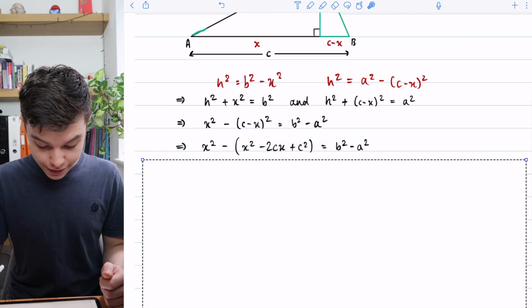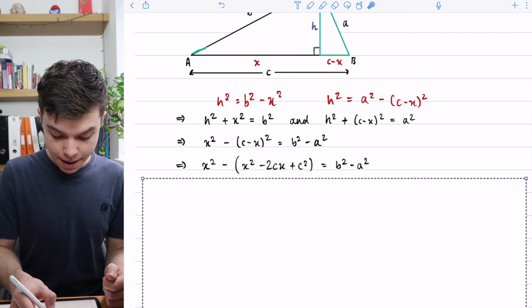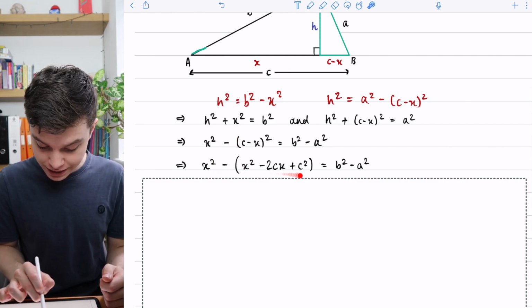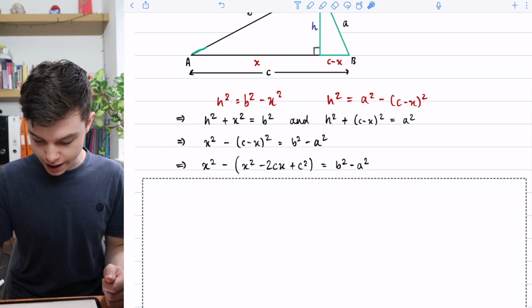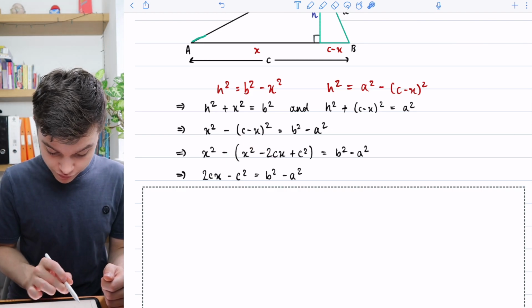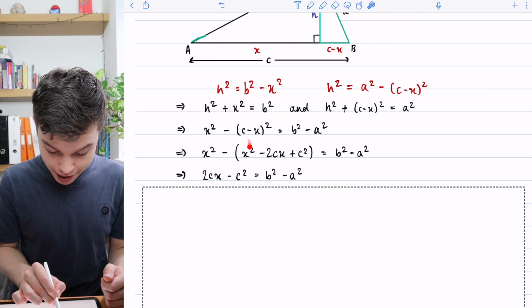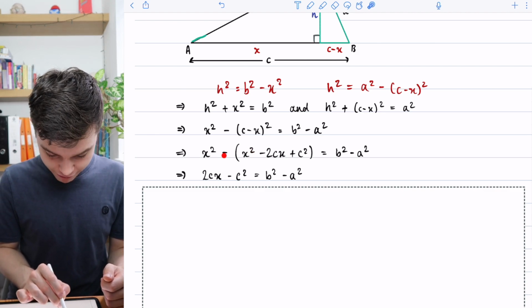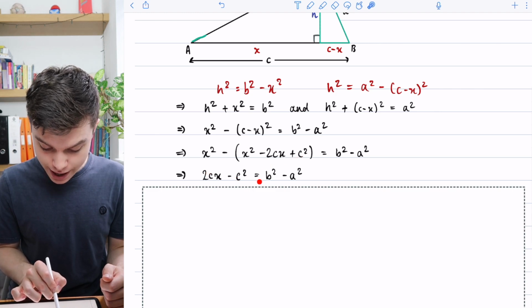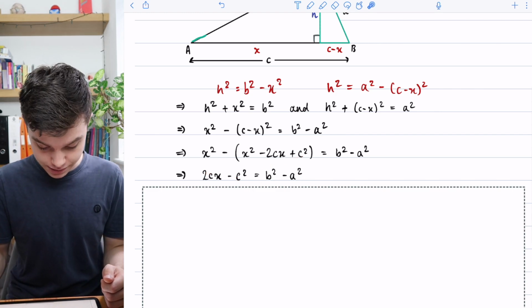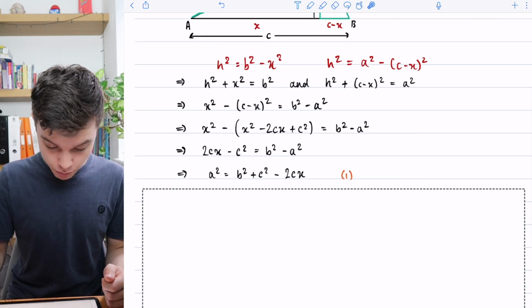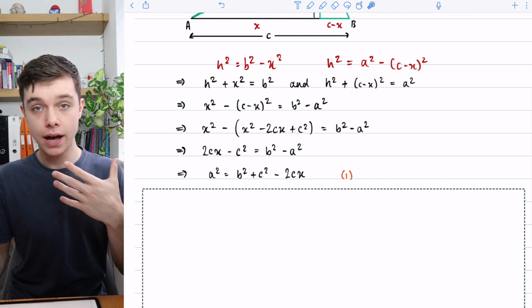Right, the next line, I have then just expanded the bracket. I've kept this negative out here, so I've got x squared minus this bracket expanded, and then still the same thing on the right hand side. Then what I've done is I've distributed the negative over, and we can see that this x squared and this minus x squared will cancel. We'll then have minus 2cx, gives me a positive, and then minus cx squared, and then still the same thing on the right hand side. Right, then we get this, and we're aiming for the cosine rule here.